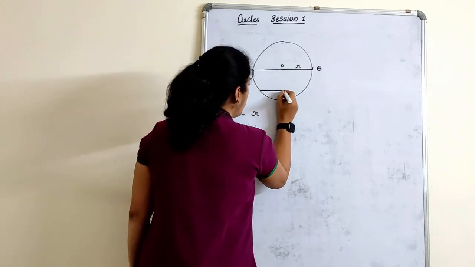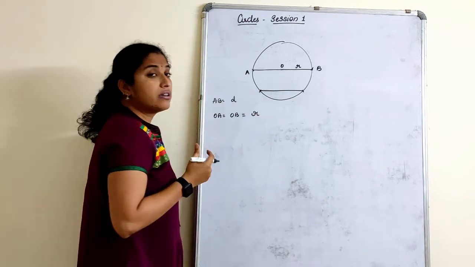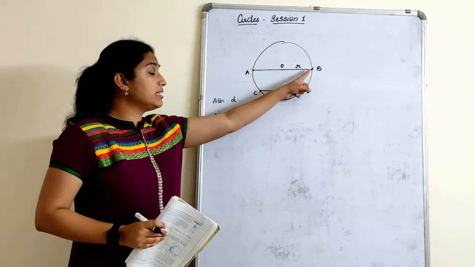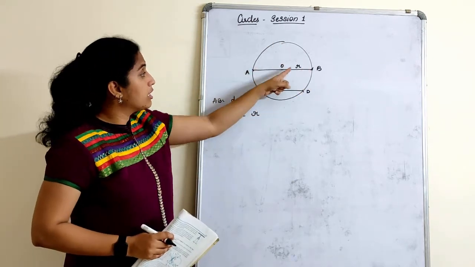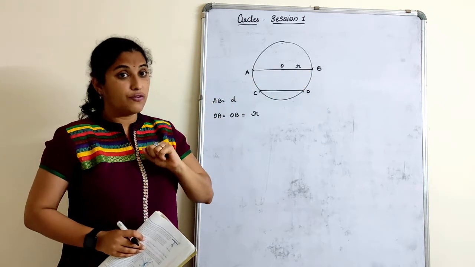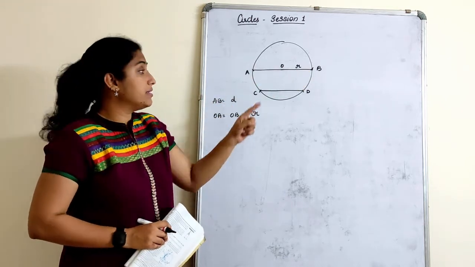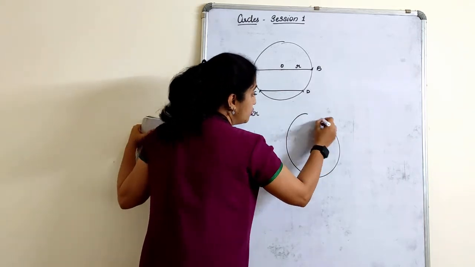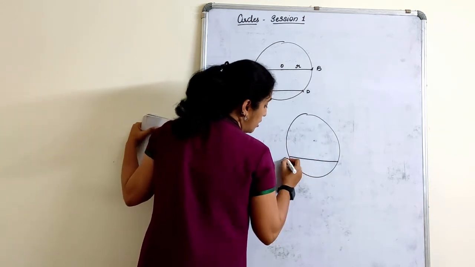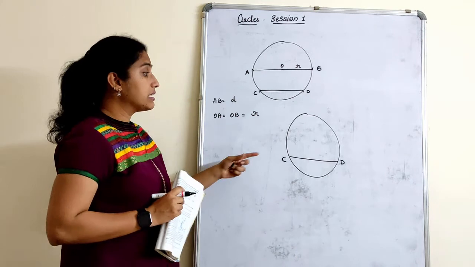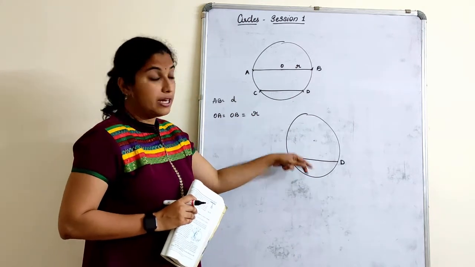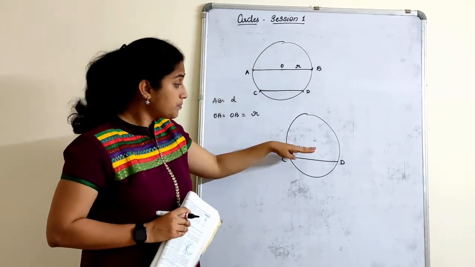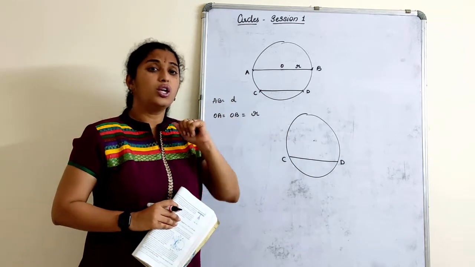A line segment which cuts at any 2 points on the circumference of a circle is called a chord. Diameter is the biggest chord. Now, it is called a chord because it is cutting at 2 points on the circumference of the circle, but it is called a diameter because it passes through the center of the circle. Now that means when I draw a chord to a circle, the circle is divided into 2 halves, right? A diameter divides the circle into 2 semicircles, but a chord divides the circle into 2 unequal parts.